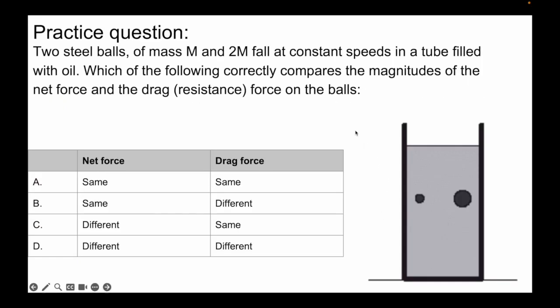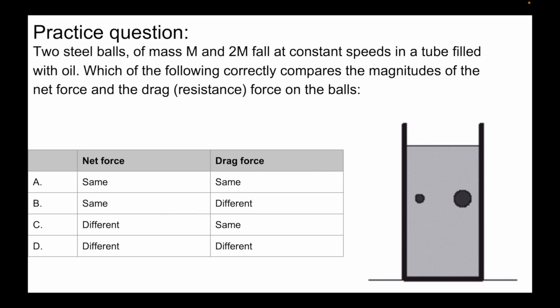Let's try a practice question. Two steel balls of mass m and 2m fall at constant speeds in a tube filled with oil. Which of the following correctly compares the magnitudes of the net force and the drag resistance force on the balls? Take a moment, pause it, and then come back for the answer.